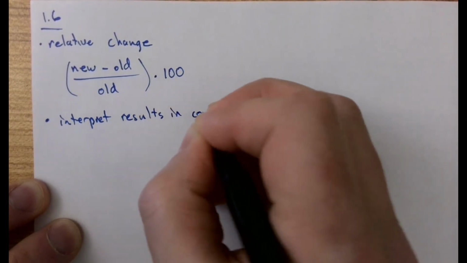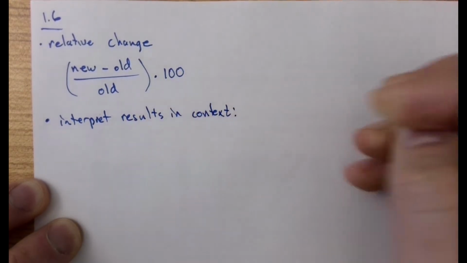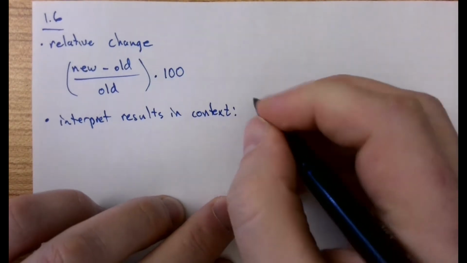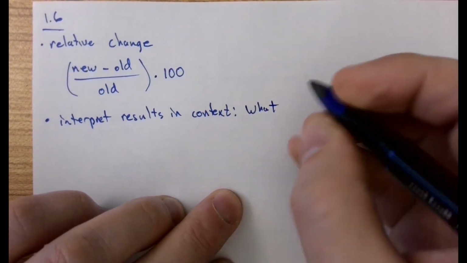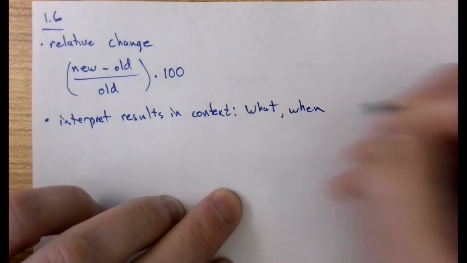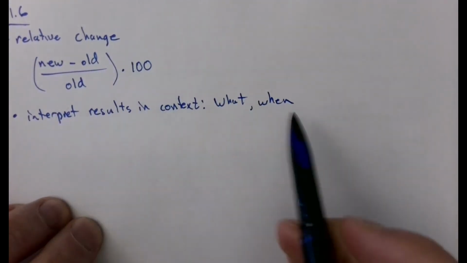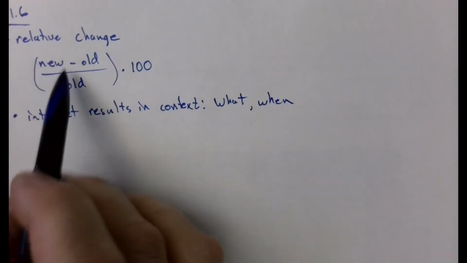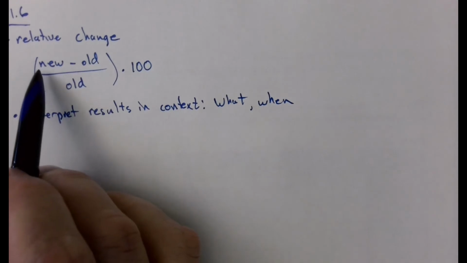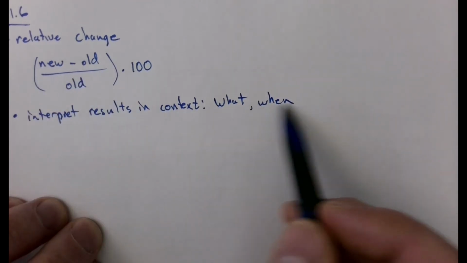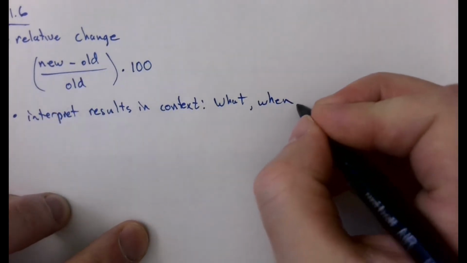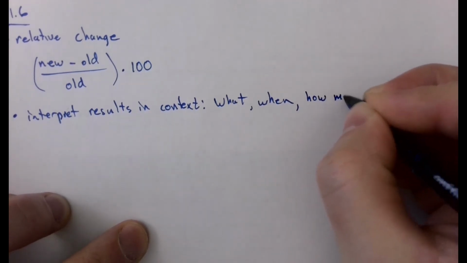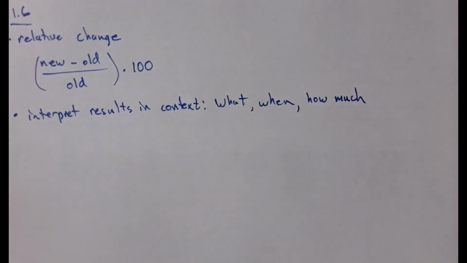in context. And essentially what you're going to tell me here is, what are we talking about? If necessary, when did this occur? And it's most always going to be necessary because we have this concept of a new value relative to an old value. So over what time frame did this happen? And then the how much. Positive, negative, so is it an increase or a decrease, and by what percent?